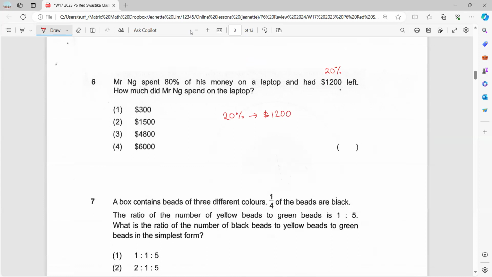What did he spend on the laptop? He spent 80%. So we are finding 80%. So from 20, how do you get to 80? We will multiply by 4. So you just take 1,200 times 4. So $4,800 is the answer, option 3.